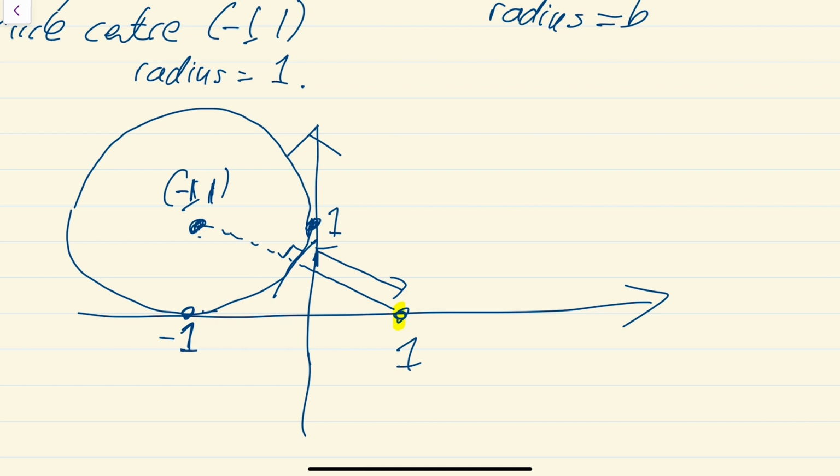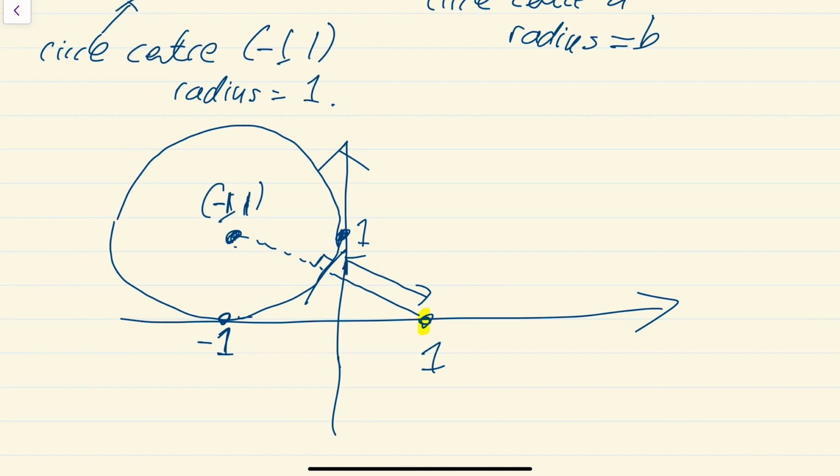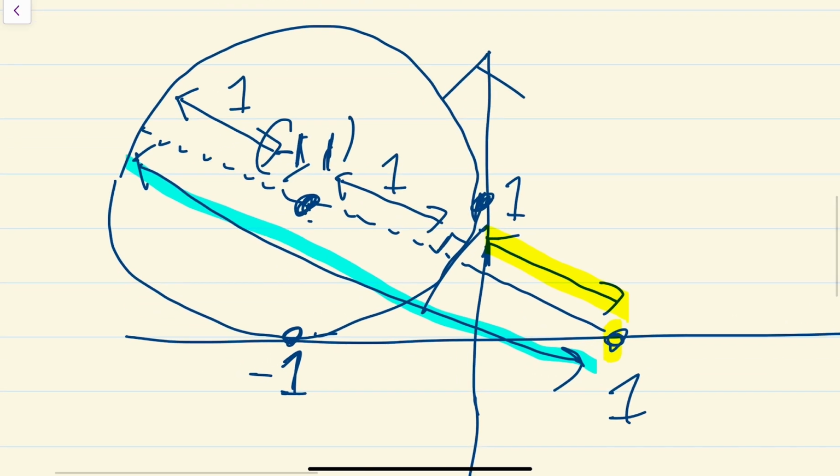The greatest distance from this point would be the same line, but continuing along through the center. It would be this distance all the way from here to here. So the shortest distance, I'll do in yellow, would be this wee distance, and the greatest distance would be this distance in blue. Now, what we know is the radius: this distance from here to here is just 1. Likewise, this distance here is just 1. It's a bit messy here.